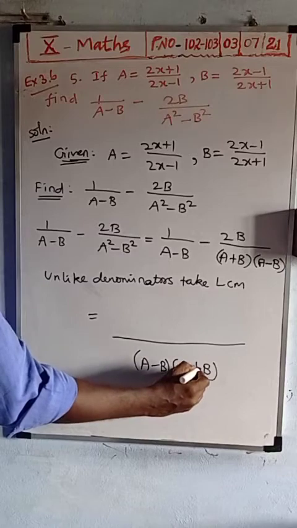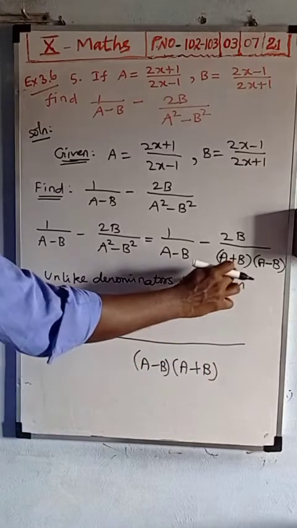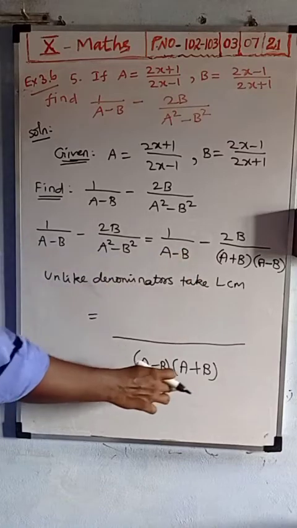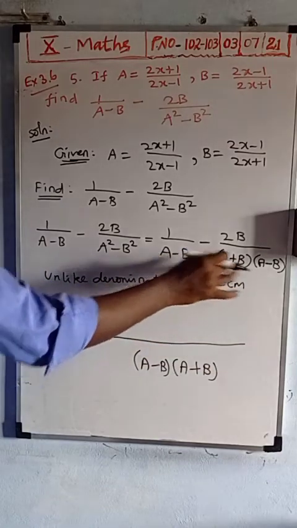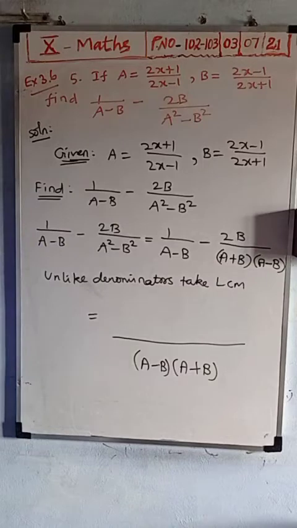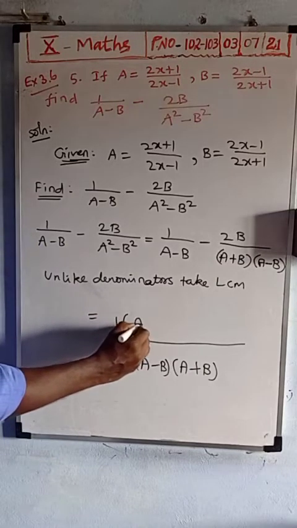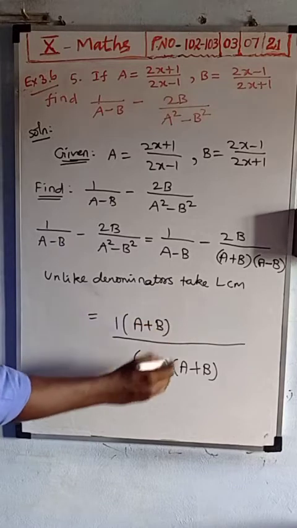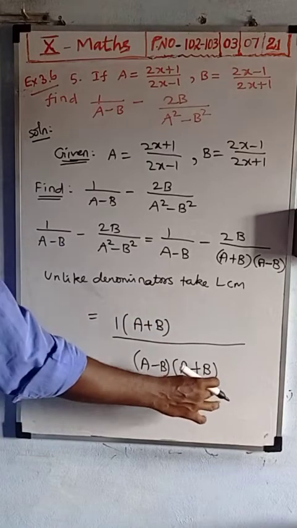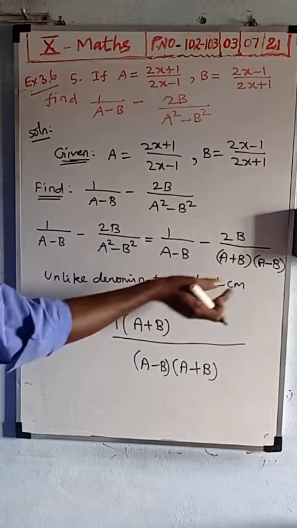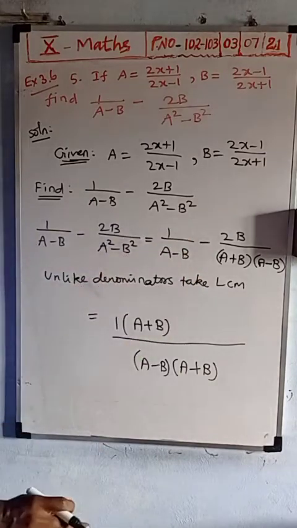Okay, a plus b. Here the denominator a plus b is there, but here it is not there. So we took a minus b into a plus b as the LCM. Now here, one term you should multiply with a plus b. Why? Because we have chosen a minus b into a plus b as the LCM. So here the denominator a plus b is missing, so you should multiply a plus b with the numerator.